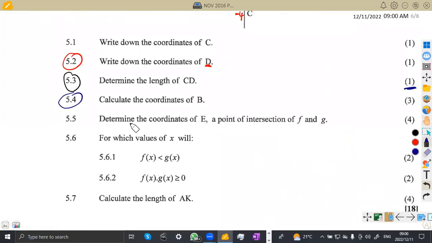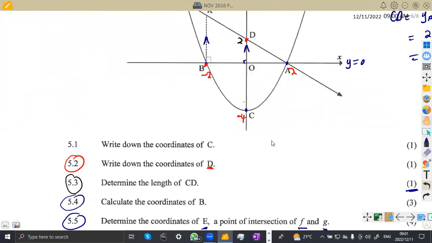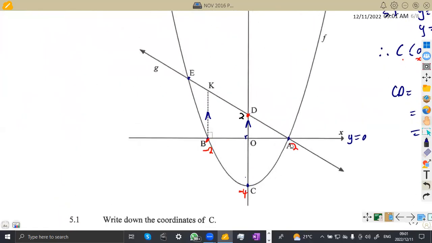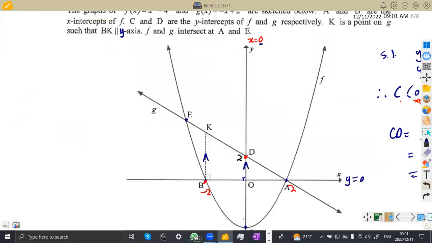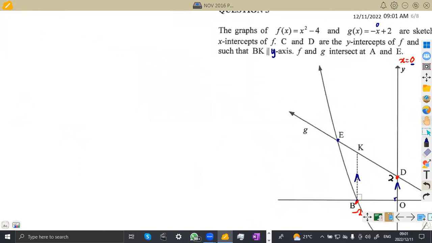On 5.5, we are now asked to determine the coordinates of E, a point of intersection of f and g. All right, so what you need to know is that at the point of intersection, we are just left with A. So there's nothing that we can use from A to find it. So what are you going to do? You are going to solve these two equations simultaneously because at the point of intersection, the two graphs are equal. All right, so on 5.5, we are going to use this concept.